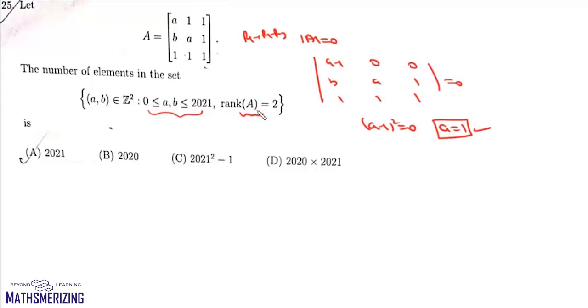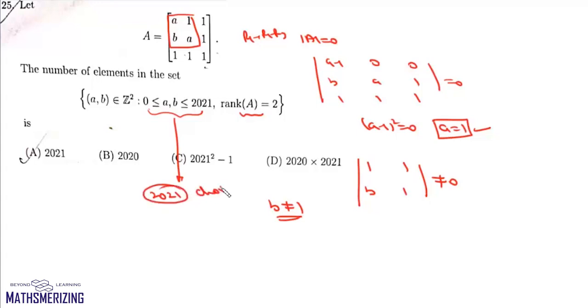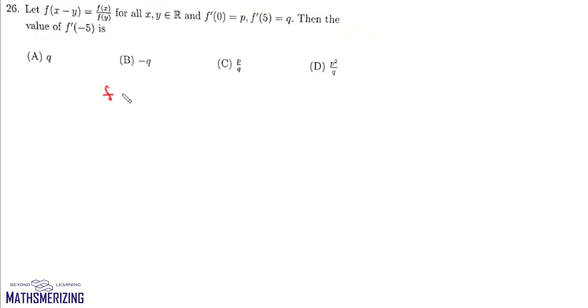Now since rank of A is 2, that means at least it should have one minor which is non-zero. So this determinant 1, 1, b, 1, it must not be equal to 0, that is b is unequal to 1. So b can take any value from the range 0 to 2021 except 1. So that means we have 2021 choices for b. So the number of elements in this set will be 2021, and that's your option A. Now question number 26 is, we are given this function f of x minus y equals fx upon fy.